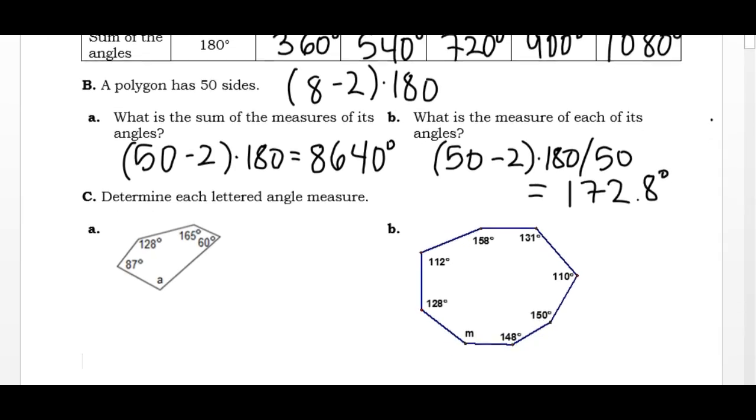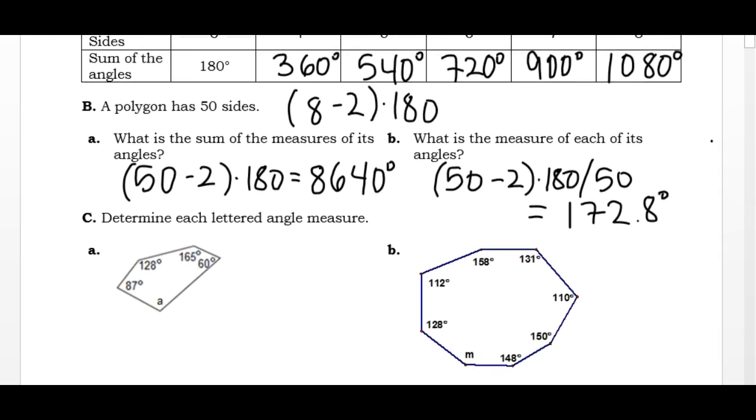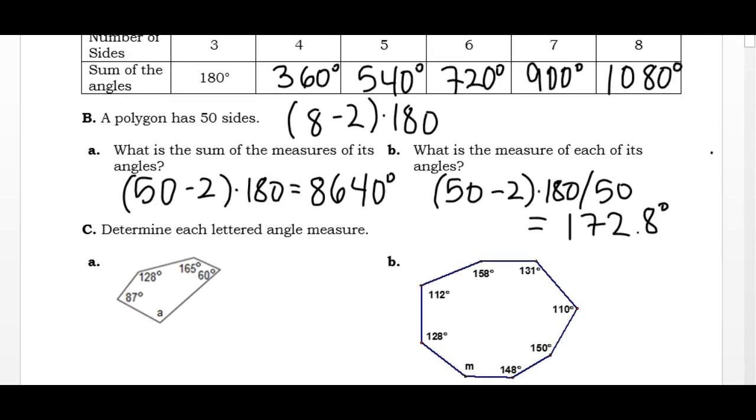Letter C, I'm going to use these numbers that I figured out on my table. I don't know if I can get them on the screen at the same time. I'm going to use these numbers that I figured out on my table to figure out some missing measurements. So if I'm looking at this first polygon, I see 1, 2, 3, 4, 5. 5 angles tells me that those should add up to 540 degrees. So I'm going to add up what I know. And then I'm going to do 540 minus that answer to figure out what's missing for angle A.